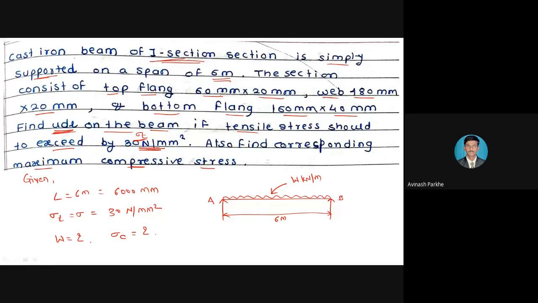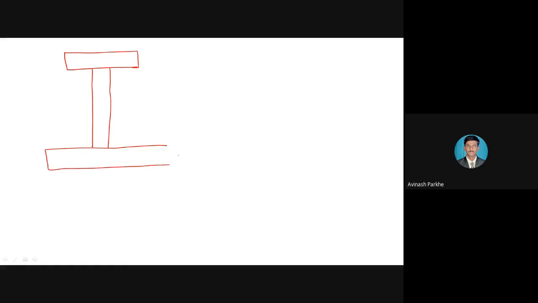So the top flange dimensions 60 mm by 20 mm and bottom flange dimensions 160 by 40. That means the size of the top flange is less as compared to the bottom flange. So according to this, here I will draw the I section, which is unsymmetrical I section. Accordingly, draw this particular figure in your notebook also. This is the I section.